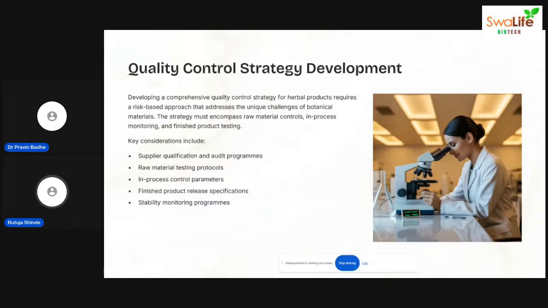Next is quality control strategy development. A robust quality control strategy is essential. This means qualifying suppliers, testing raw materials, setting in-process controls, and defining finished product specification. Stability monitoring is also critical. For herbal products, this is not optional. It's the only way to manage natural variability and guarantee safety and efficacy.